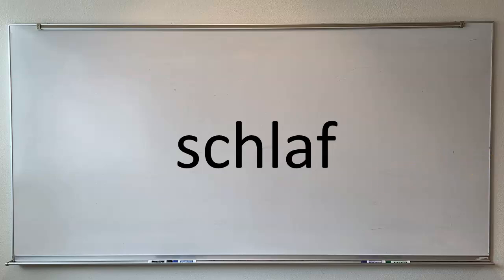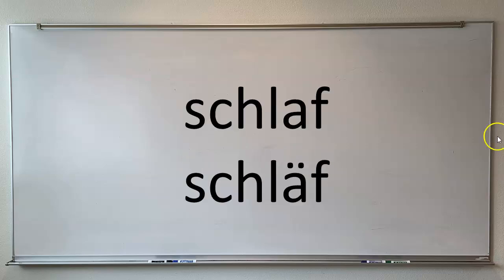And all you have to do is add those same endings that you've learned before to the root. But here's the kicker. This is a stem changer. So for some of the forms, you're going to use schlaf, and for other forms, you're going to use schläf. So schlaf, schläf, schlaf, schläf. Notice the difference in pronunciation. So how do you know which forms take the schlaf and which ones take the schläf?